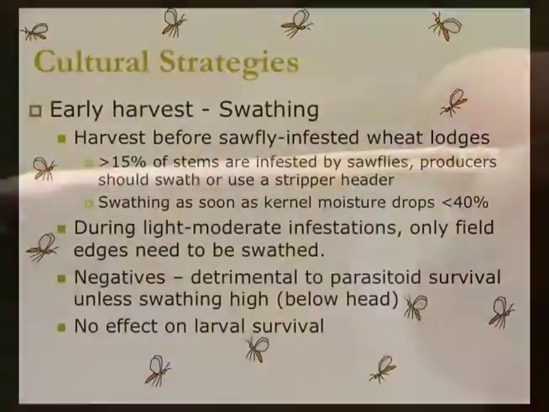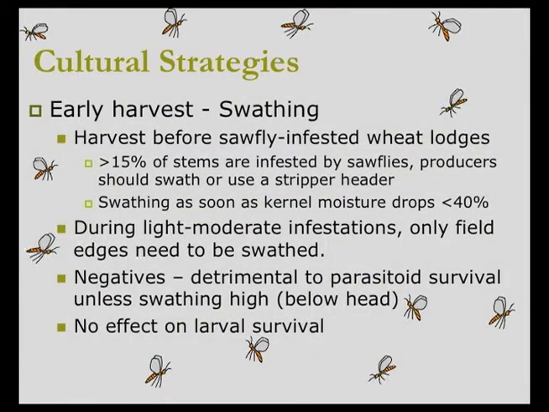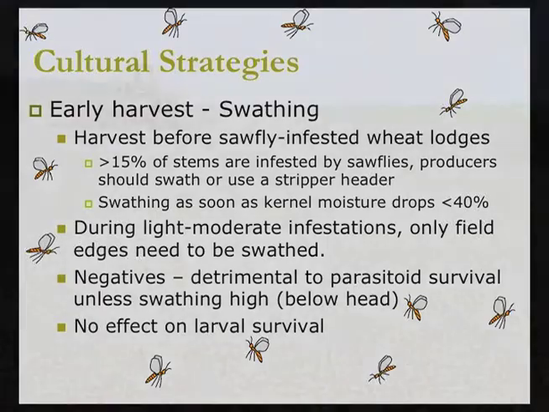If more than 15% of the stems are infested by sawflies, producers should swath or use a stripper header on the wheat crop. Producers should swath the sawfly infested wheat as soon as the kernel moisture drops below 40% to prevent infested stems from lodging. Stripper headers may be used for straight cutting the crop and improve parasitoid conservation by leaving the majority of the stem intact.